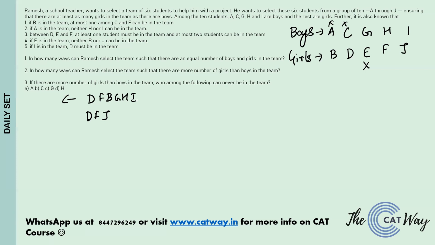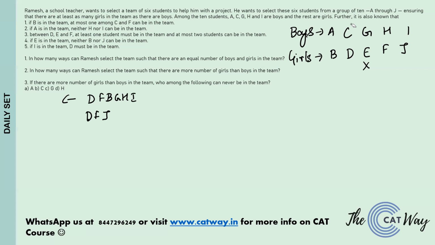Now talk about the case in which D and F both are there, and along with them the third girl is J. So now J is in the team. Take care. Now in this case, we need three boys from A, C, G, H, I. So how do we select three boys?